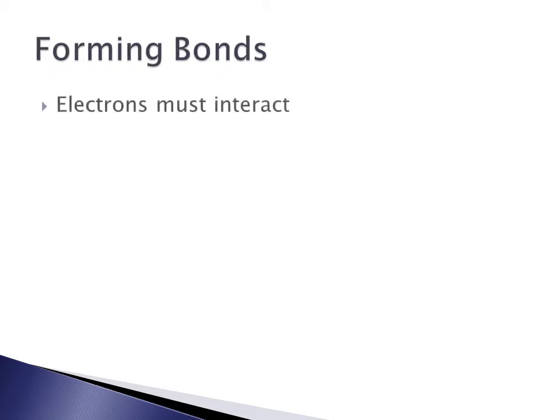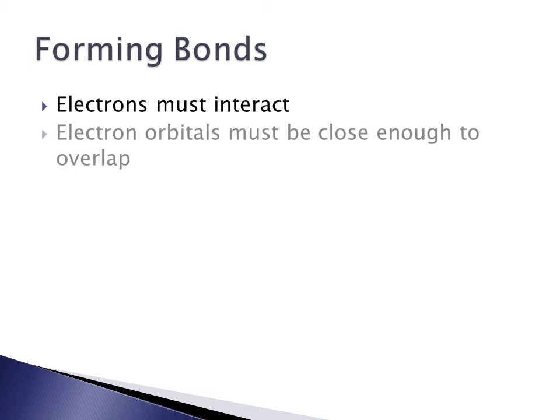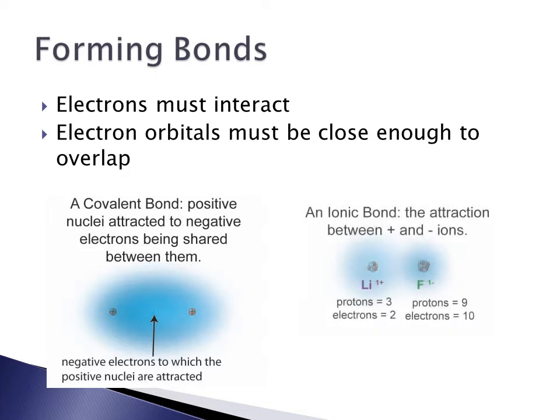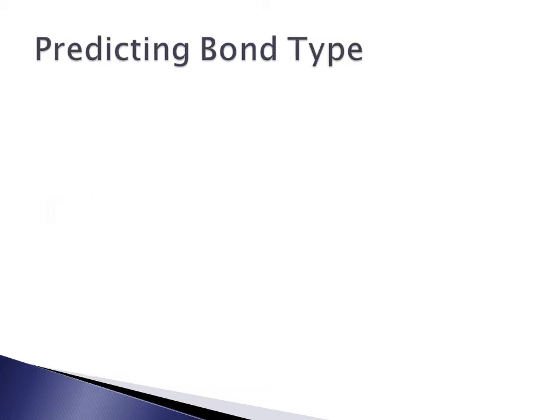In order for bonds to form, electrons must interact with each other. And so in order for that to happen, those electron orbitals that are around the nucleus have to be close enough to overlap. In a covalent bond, all of the electron cloud density will then surround both nuclei. In an ionic bond, we have an electron or more that's being transferred, and then there is an electrostatic attraction between your positively charged ion and your negatively charged ion.